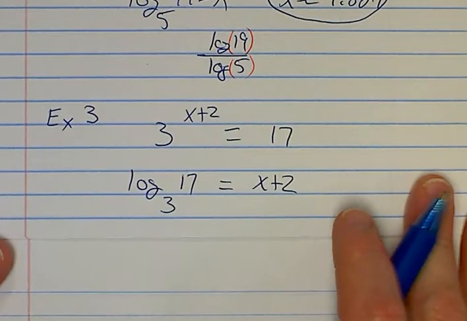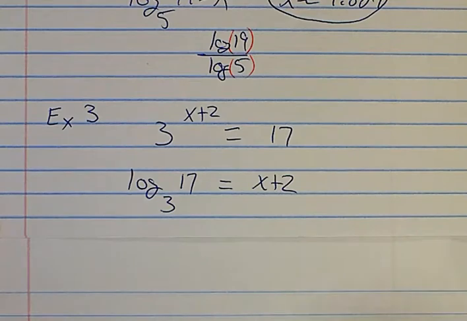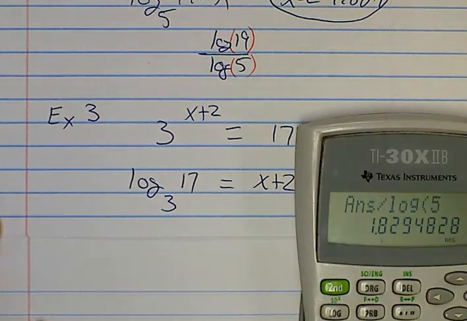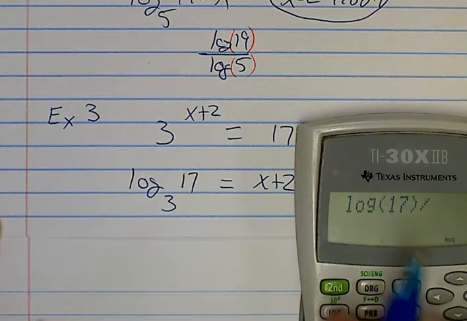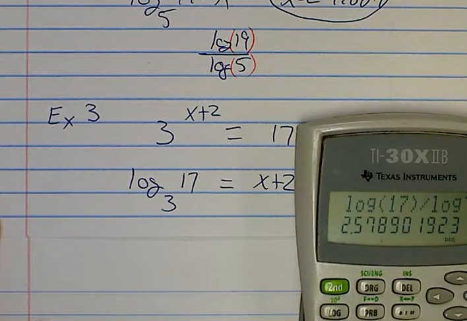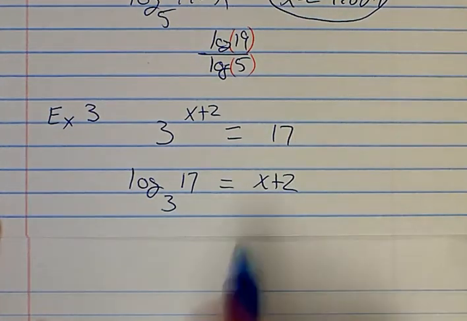The only difference is, instead of this answer just equaling x, we've got to do x plus 2. So once we figure out what this side is, we've got to do just a little bit more work to it there. So we've got log of 17, close it off, divided by log of 3, close it off. So that is 2.579 if we go 3 decimal places.